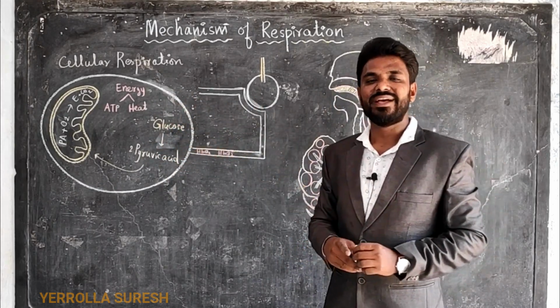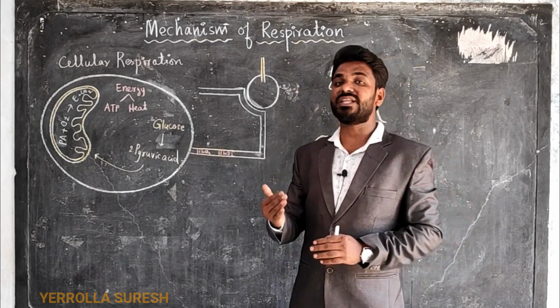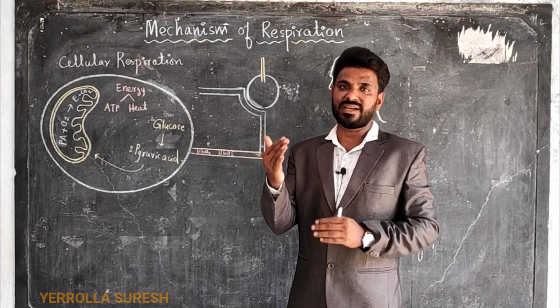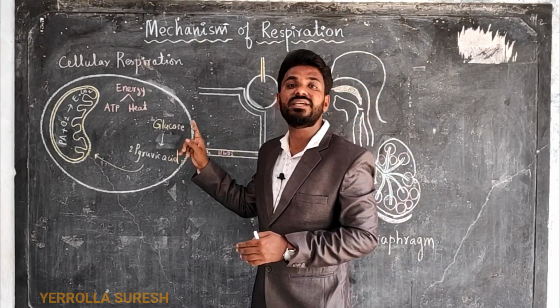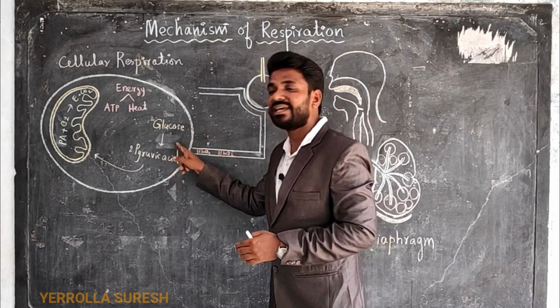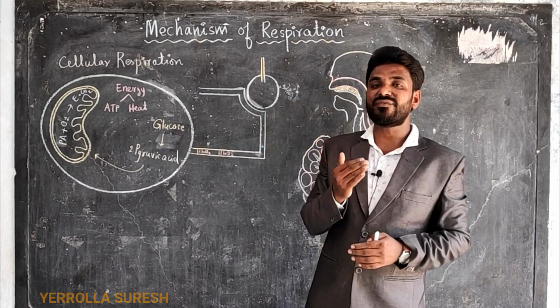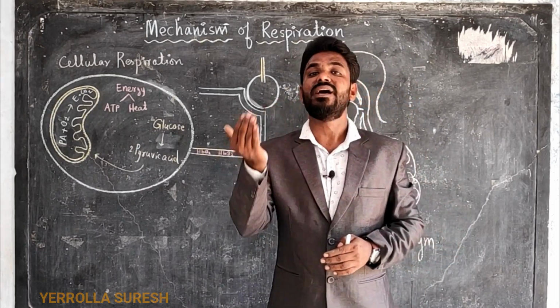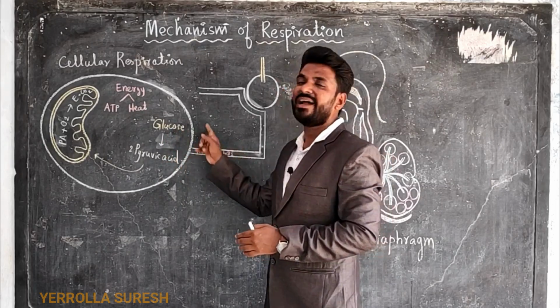And fourth step, exchange of gases at tissue level. Already we understood the exchange of gases at lungs level. In lungs, gases exchange occurs. And here one more time, gaseous exchange occurs between the cells and the blood. The first time, in lungs, the exchange of gases occurs between the alveolus and the blood. But the second time, exchange of gases occurs between the blood and the cell.